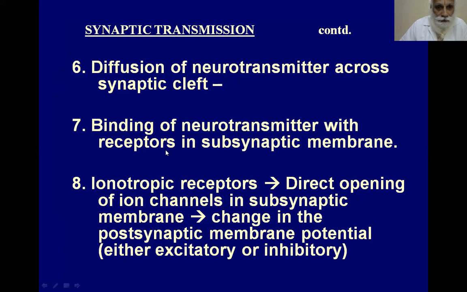There are ionotropic and metabotropic receptors on the postsynaptic membrane, or subsynaptic membrane. The ionotropic receptors cause the opening of ionic channels, either sodium or potassium: sodium ion channels for the excitatory and potassium for the inhibitory. Change in the postsynaptic membrane potential occurs, either excitatory or inhibitory.